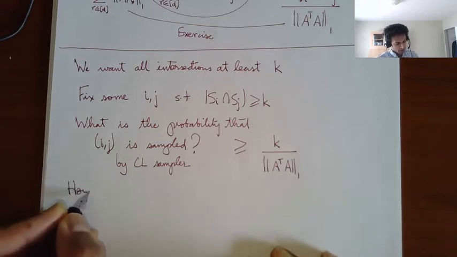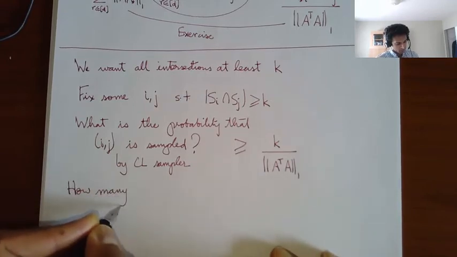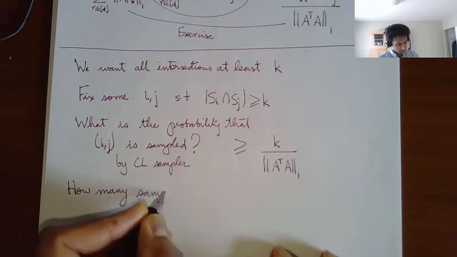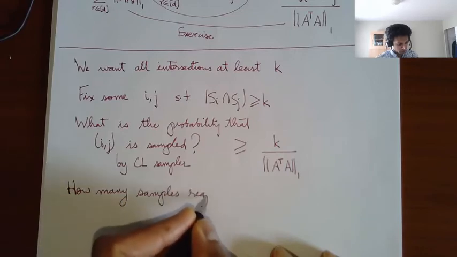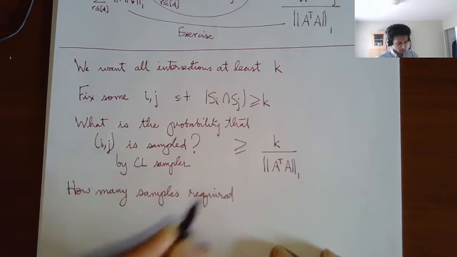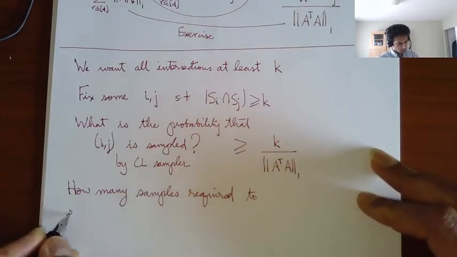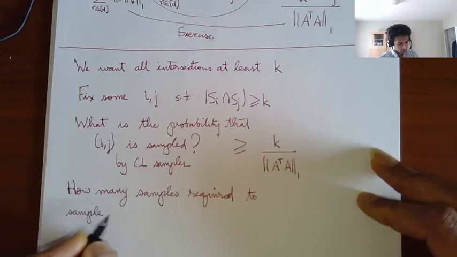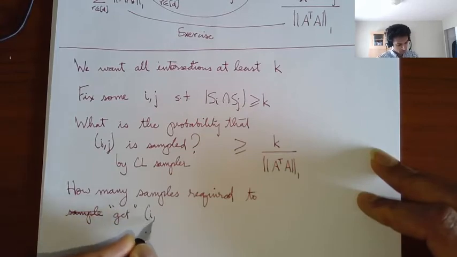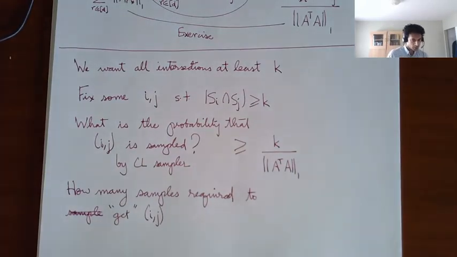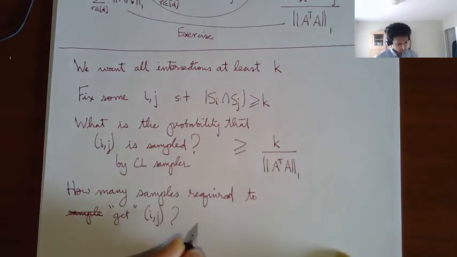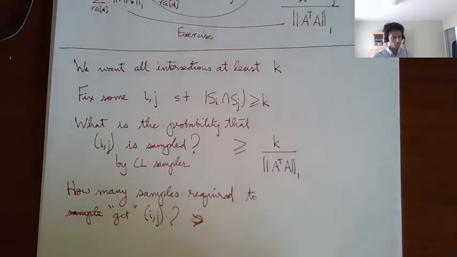So how many samples are required to sample or to get I comma j? How many samples do I need? Give me an upper bound.